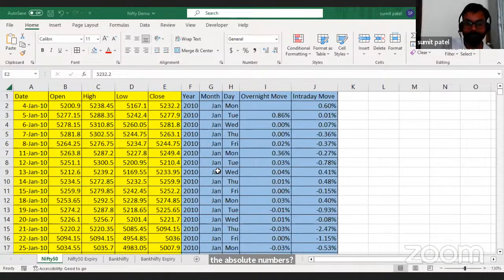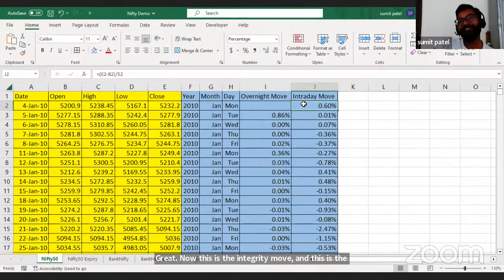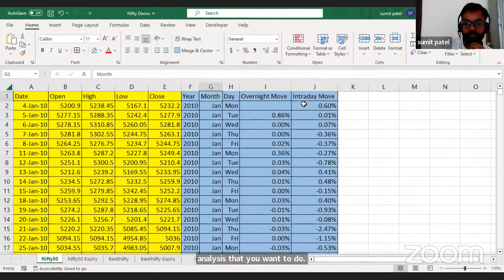Yes. Right, Mokshita. Great. Now this is the intraday move and this is the overnight move. You can have your own moves depending upon what kind of analysis you want to do. Now let's go ahead. What do we need for a normal distribution?